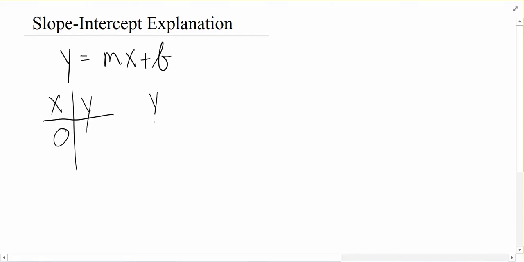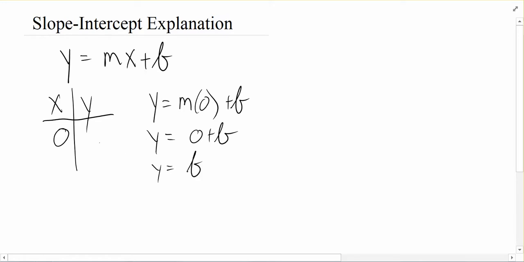So if we look at this equation here and we plug 0 in for x, we can see that the y value is just b. So this tells me that any time an equation is written in this form of y equals mx plus b, the y-intercept is (0, b), or b is how far you're going to go up on the y-axis. And that's going to give you one ordered pair.